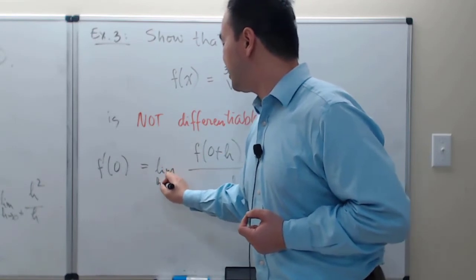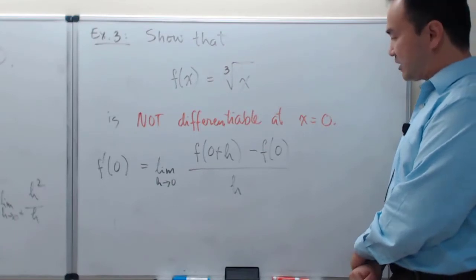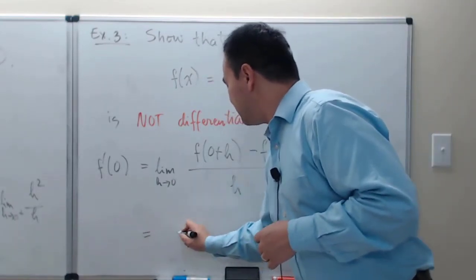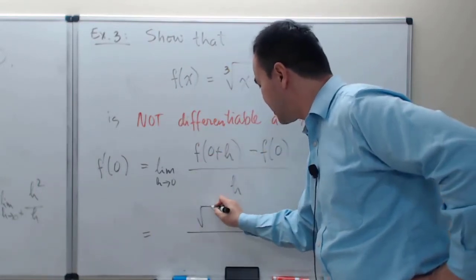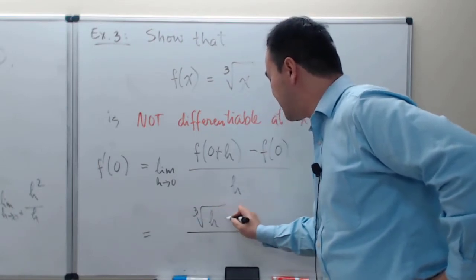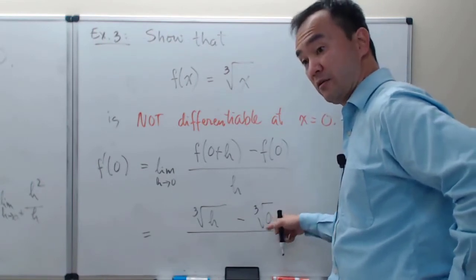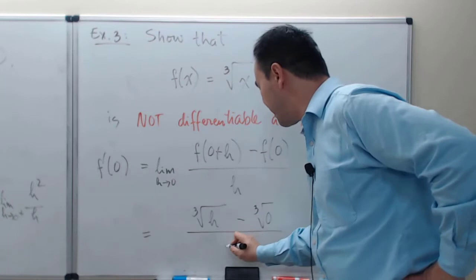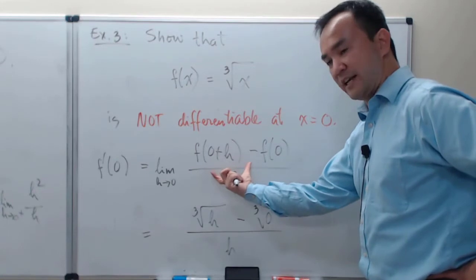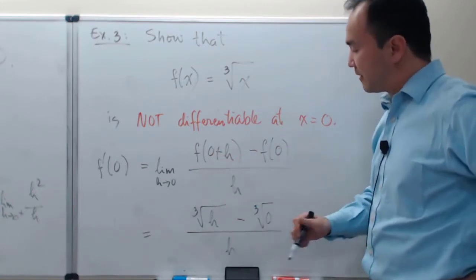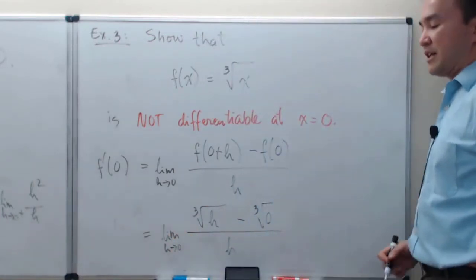But now, by the way, I still need to complete our starting setup with that limit as h goes to 0. And so immediately in the next step, we can quickly see that this is cube root of h minus cube root of 0, and needless to say, cube root of 0 is 0. So that's getting it ready for the next step, over h. That came straight out from our starting setup, the famous difference quotient. And of course, we need to take the limit as h gets close to 0.